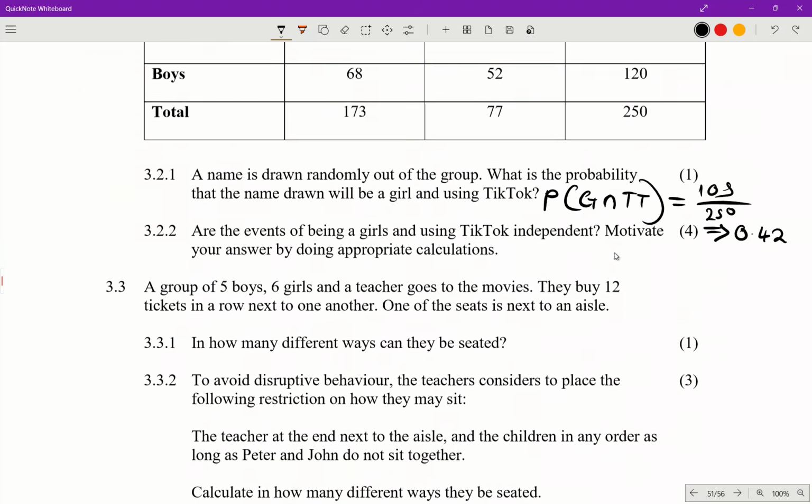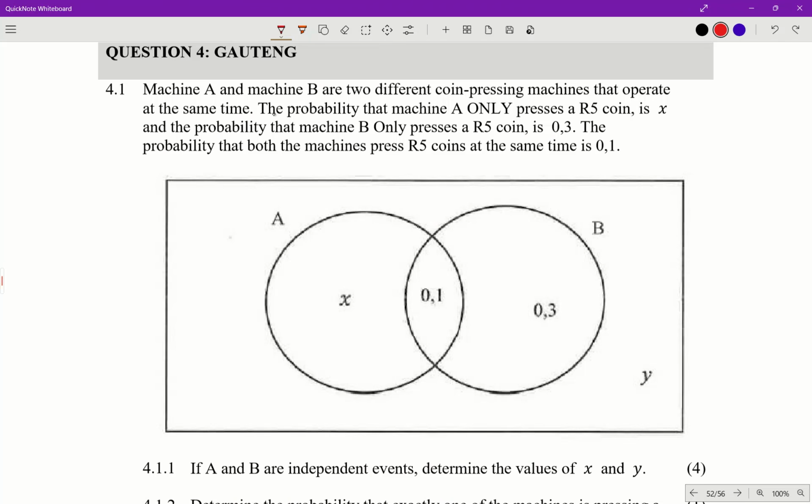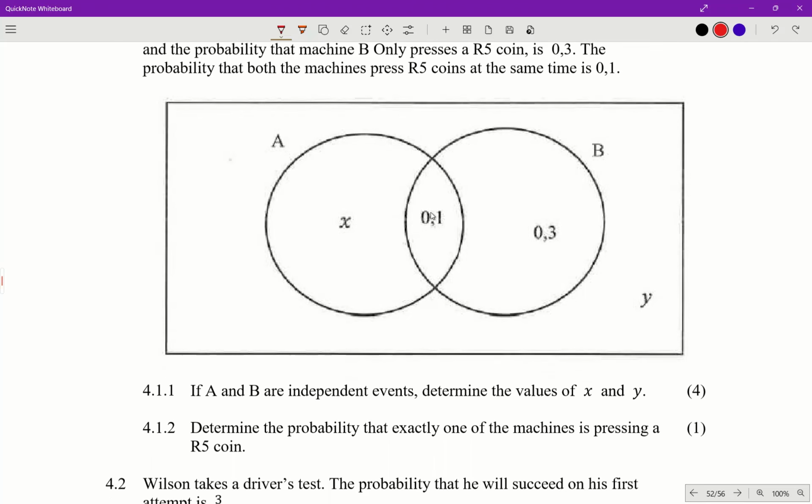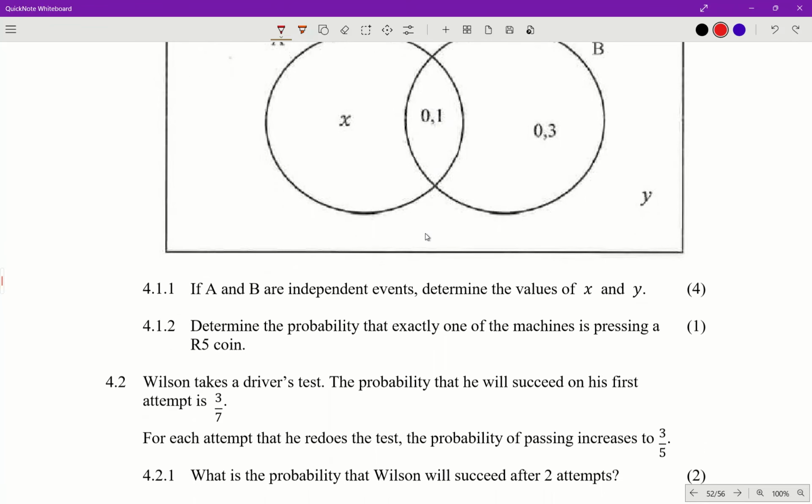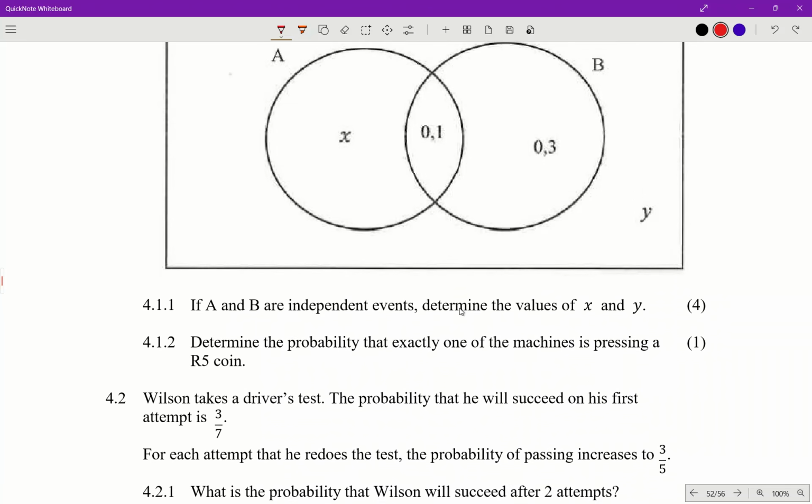So that's it there. Now I just want to focus on this. The probability that machine A only presses a 5 rand coin is X. And the probability that machine B only presses a 5 rand coin is this. And then they said both machines press a 5 rand coin at the same time, so this is the intersection. If A and B are independent events, determine the values of X and Y.